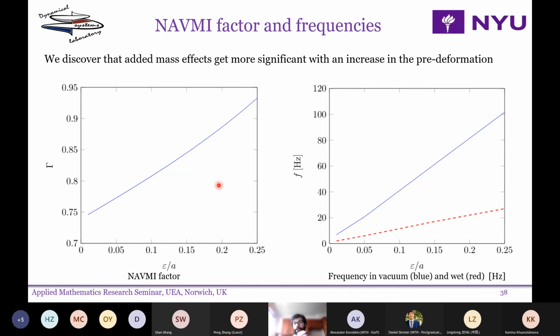So at this point, we fixed our parameters, and we looked instead at what happens if we change the pre-deformation. So this is the NRB factor, and we see that the NRB factor increases with an increase of the pre-deformation. And with respect to the frequency, if we consider the in-vacuum frequency, which is the blue one, and the wet frequency, which is the red one, you see that the differences between the two increase as we increase the pre-deformation, so the slopes, as you see, are very different.